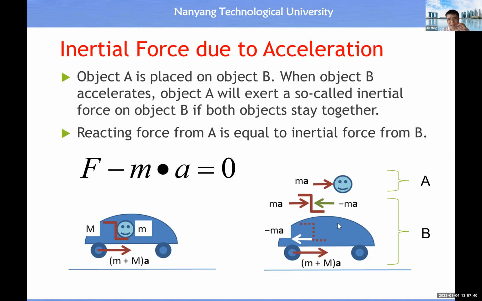Because when the car accelerates, B will produce inertial force. Then the car will produce reacting force. Then these two forces together equal 0. So this is why the people can stay inside the vehicle. So then there's no relative motion. Equal to 0 means between A and B there's no relative motion, because of this equilibrium condition. So this equation is balanced.